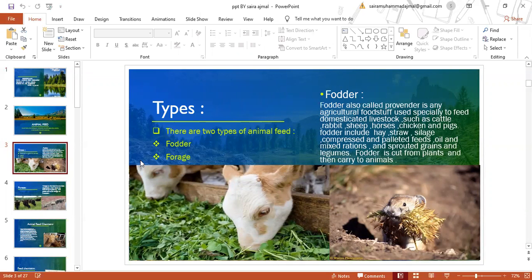Fodder. Fodder, also called provender, is any agriculture foodstuff used specially to feed domesticated livestock such as cattle, rabbits, sheep, horses, chicken, and pigs. Fodder includes hay, straw, silage, compressed and pelleted feeds, oil and mixed rations, and sprouted grains and legumes. Fodder is cut from plants and then carried to animals.